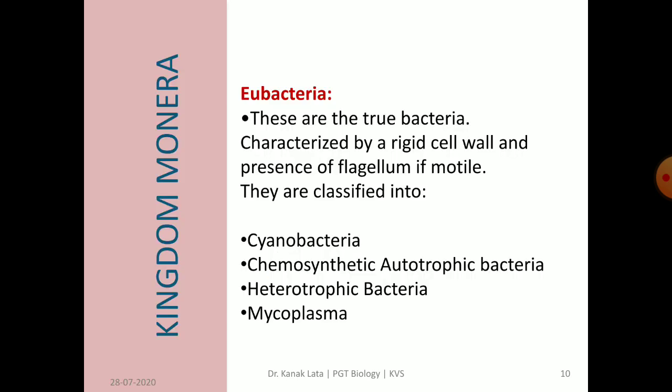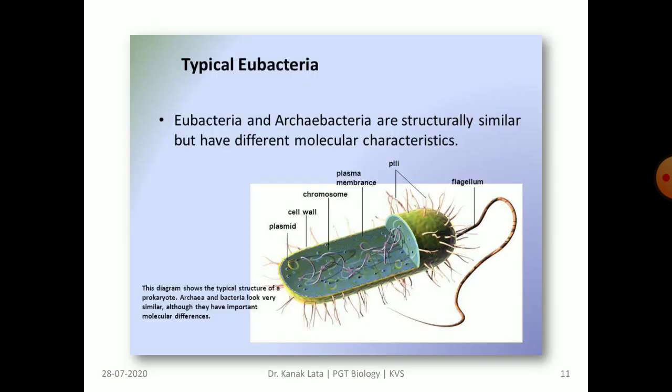Now let us see about Eubacteria. Eubacteria are true bacteria. They have a rigid cell wall and the presence of flagellum if they are motile. Again, Eubacteria are of different types: cyanobacteria, chemosynthetic autotrophic bacteria, heterotrophic bacteria, and one category is Mycoplasma. You can observe a typical Eubacteria.